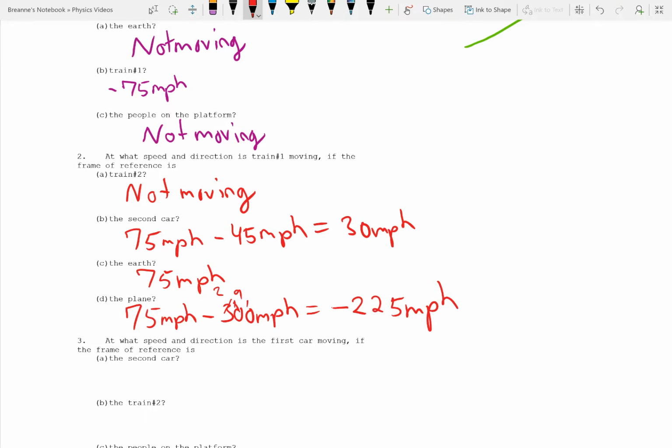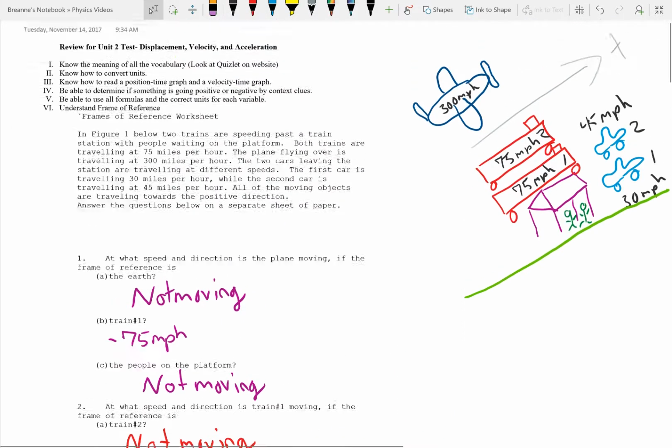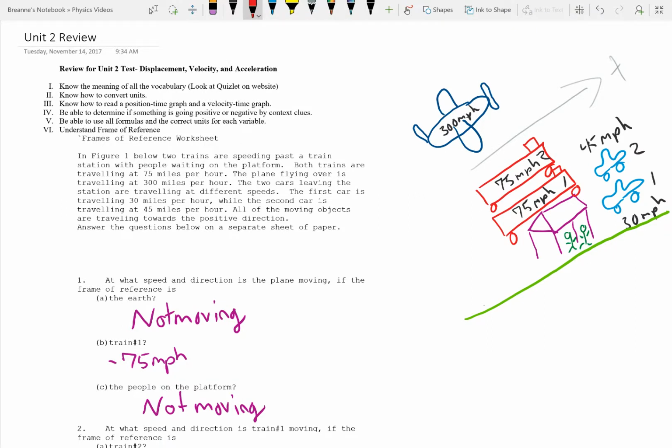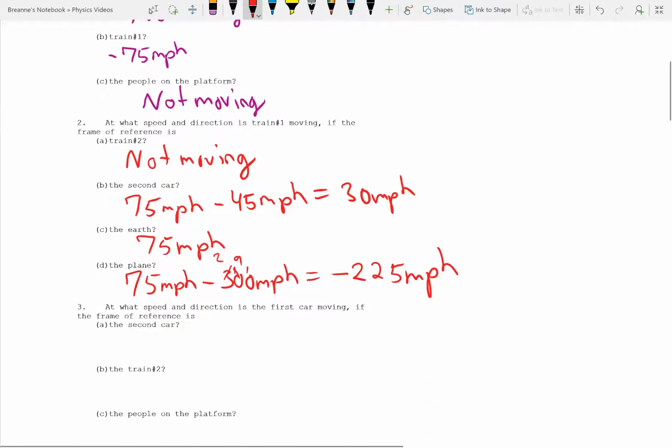Because think about it, the plane is moving really, really, really fast in the positive direction. It's going to leave the train in its wake. It's going to just be smoking. So it seems like the train's moving so slow, it's almost moving backwards. So that's a common mistake. You just saw me make that mistake. You try to do one over the other. It's like, oh, I want a positive number. But you always put what you're comparing first.